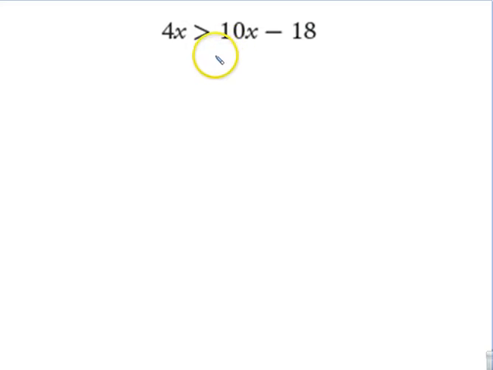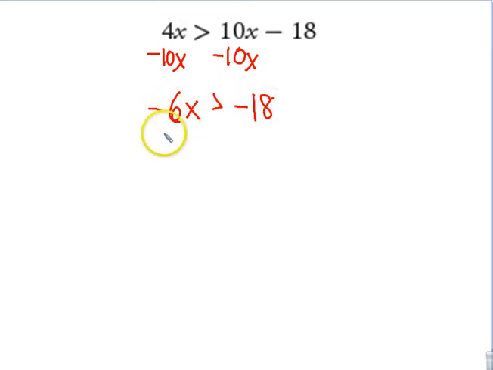Alright, so we're going to move the 10x. The reason why I'm moving the 10x is because the numbers are already on the right. Okay, so negative 6x is greater than negative 18. I need to get rid of the negative 6, so I'm going to divide both sides by negative 6. And I get x, I get 3.